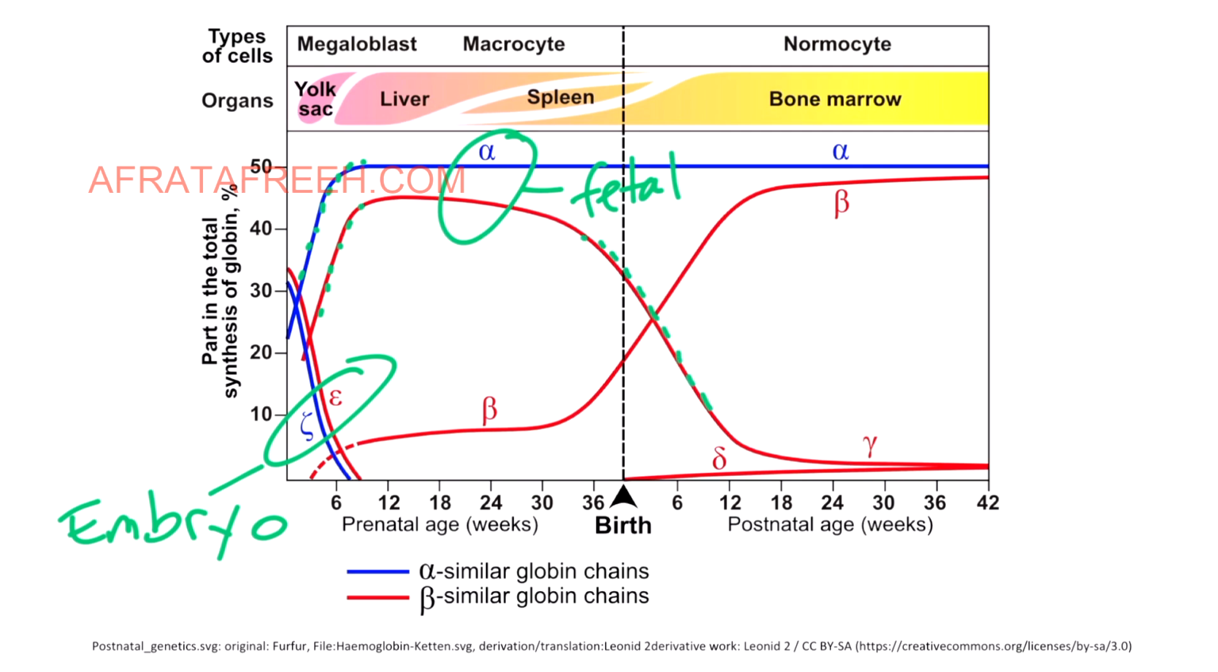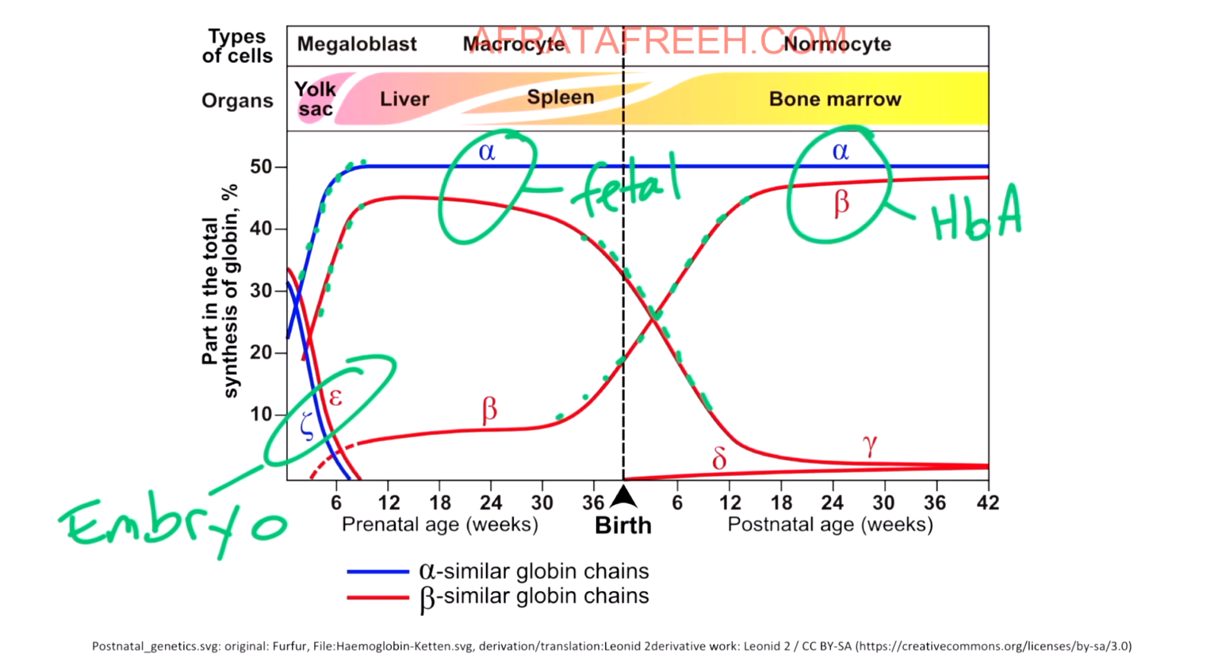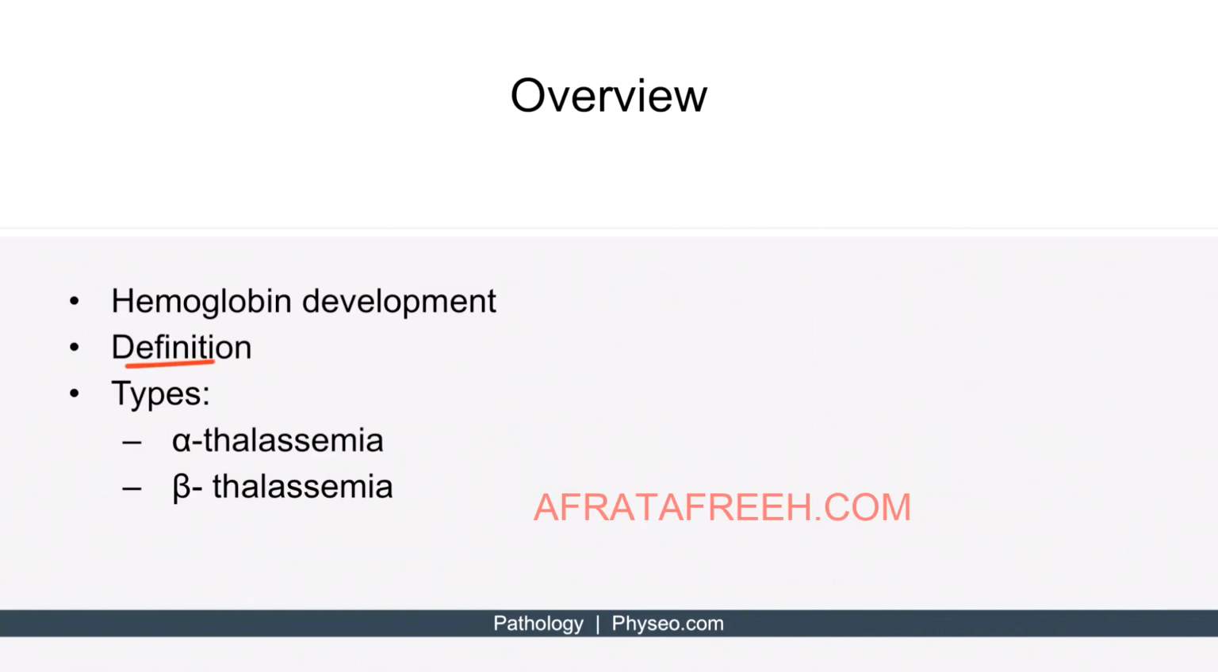Later, gamma globin tapers off and beta globin rises, giving rise to adult hemoglobin, also known as hemoglobin A. Finally, notice that delta globin also slightly rises after birth, which gives rise to the normal adult variant, hemoglobin A2. Okay, let's move on to the definition.